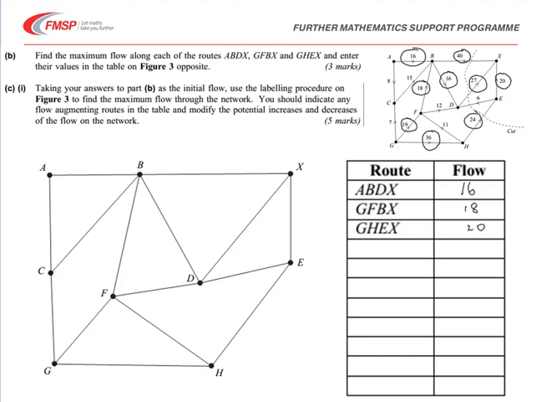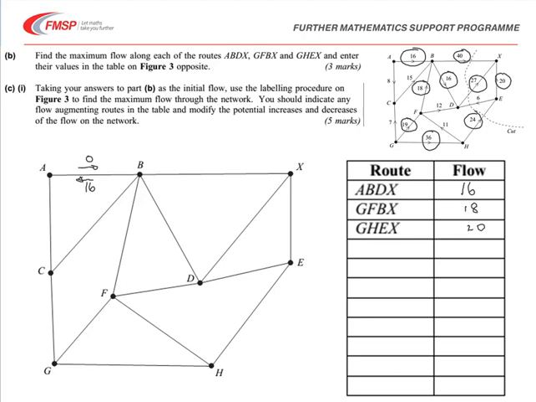We're now going to transfer those flows onto the diagram using the labelling procedure. So remember that here we're going to have two arrows, one facing backwards and the other one facing forwards, and these will show the potential changes that there are in these flows. So if we look at AB, that one would be 0, we can't put any more than the 16, but we could reduce by 16 along that route.